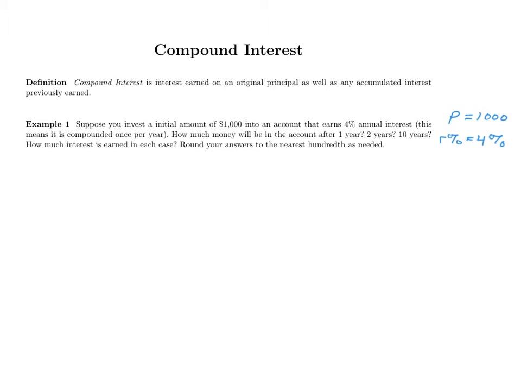Now the question is, how much money will be in the account after 1 year? You start with $1,000. After a year, how much money should you have? If you remember, the way this works is you would take your $1,000 and you would multiply it by 4%. And when you do that, we can do this in a calculator. We get 40, which is $40. That's the amount of interest that you earned. Now the balance in the account is going to be $1,000 that you started with, plus the $40 you earned. So after a year, you have $1,040.